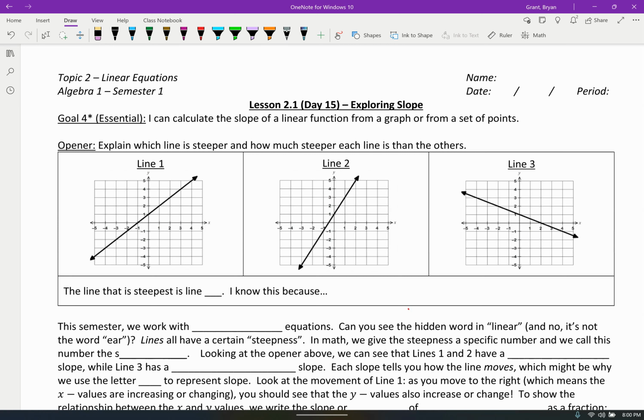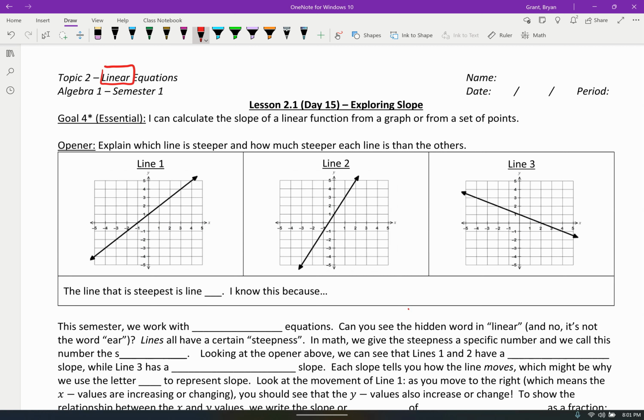Hello, Algebra 1 students, and congratulations on surviving Topic 1. Now, you may and hopefully do remember that Topic 1 was about solving linear equations and inequalities. I threw that word in there because you'll see it in Topic 2, linear equations. So, one of the big questions we're going to have to answer today is, what is a linear equation?